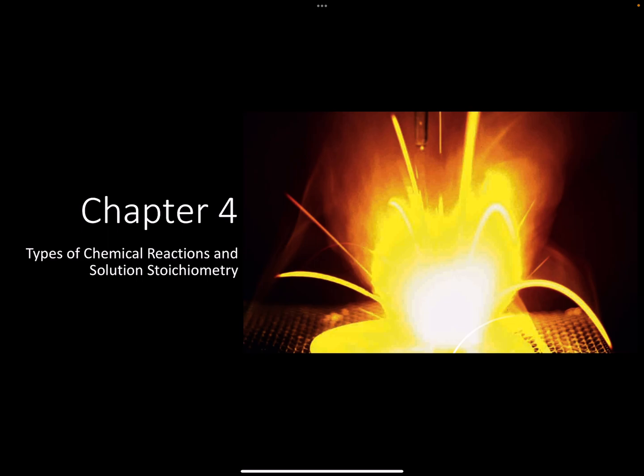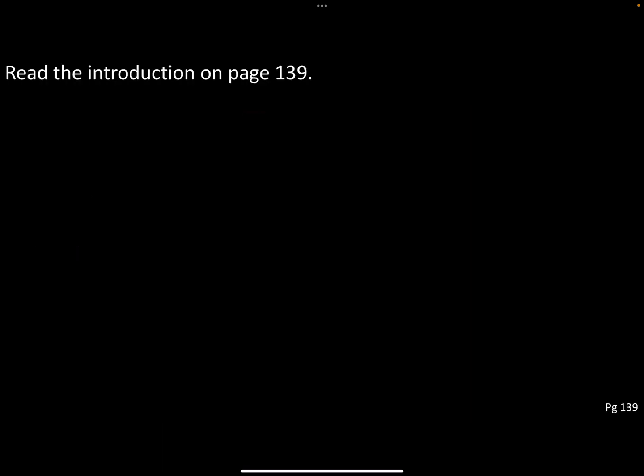So the first thing we've got to look at is types of chemical reactions. So we'll dive right in. Again, this is chapter 4, but we'll dive right into the types of chemical reactions. First, I would like you to read the introduction on page 139 of your textbook. It has some nice information for you there, and I want you to take a couple minutes to pause and read that. Then come back to this video and watch the rest of it.